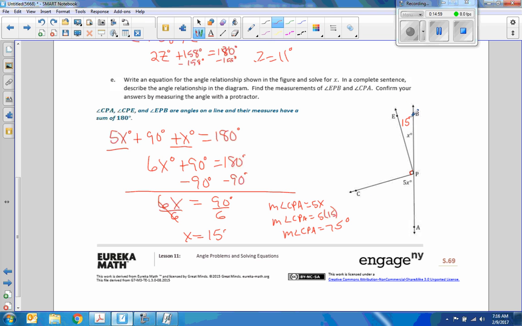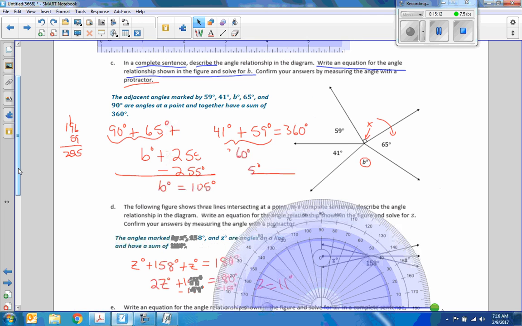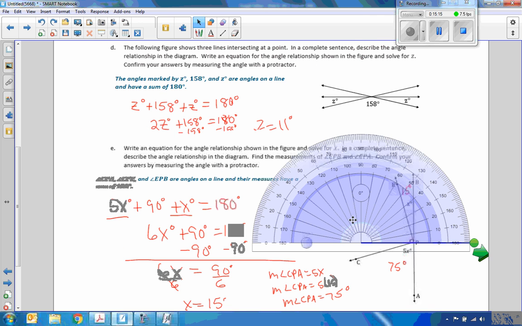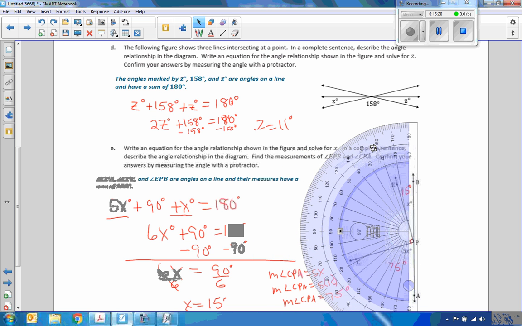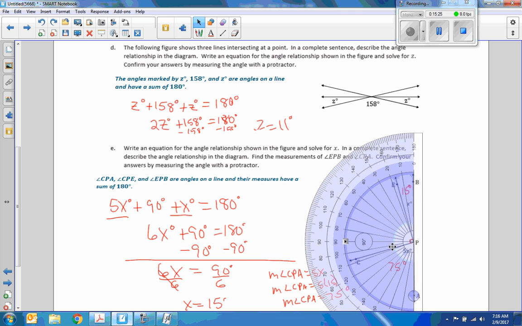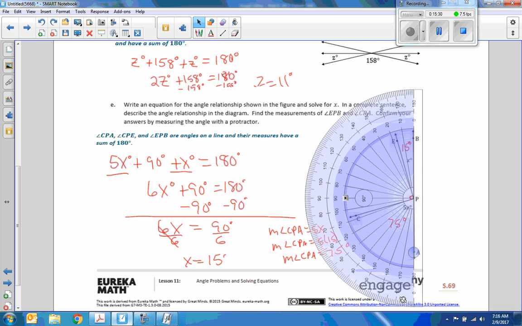So this is 15 degrees, this one is 75 degrees. 75 plus 15 equals 90, plus this 90 is 180. And I'm going to go back and get my protractor. Put it on the line, try to get it as close to that vertex as possible. There it is. Okay. And then I'm going to measure this angle here first. Okay, it's pretty close right there. There's 15.